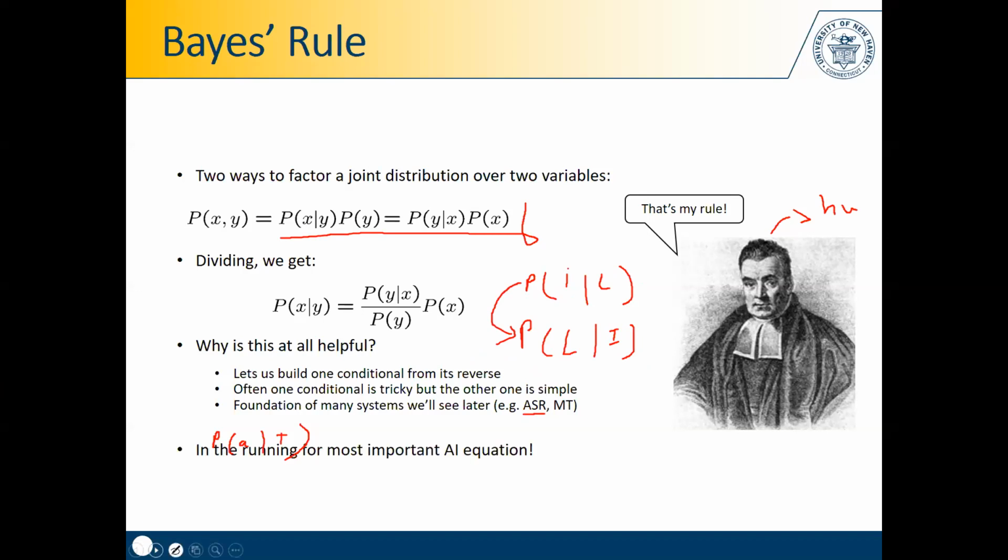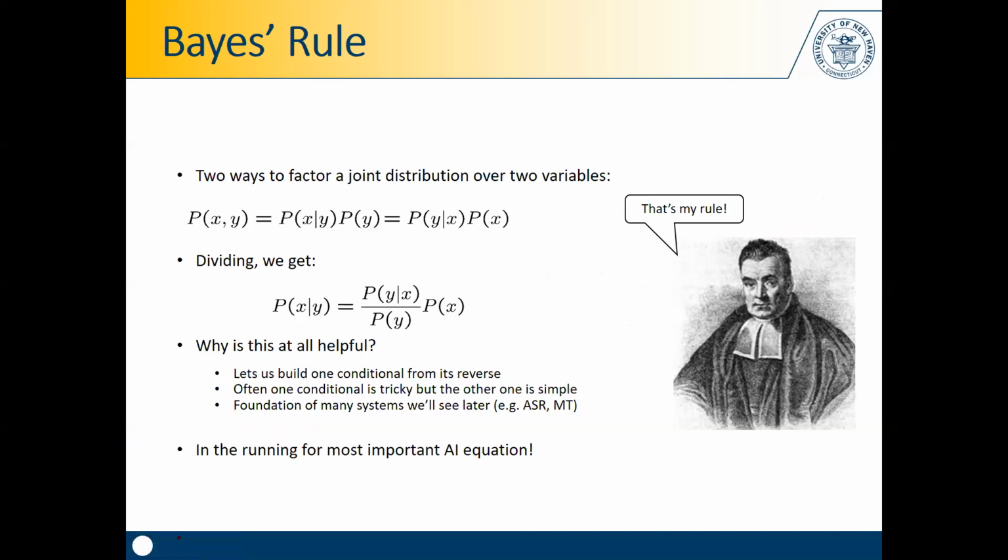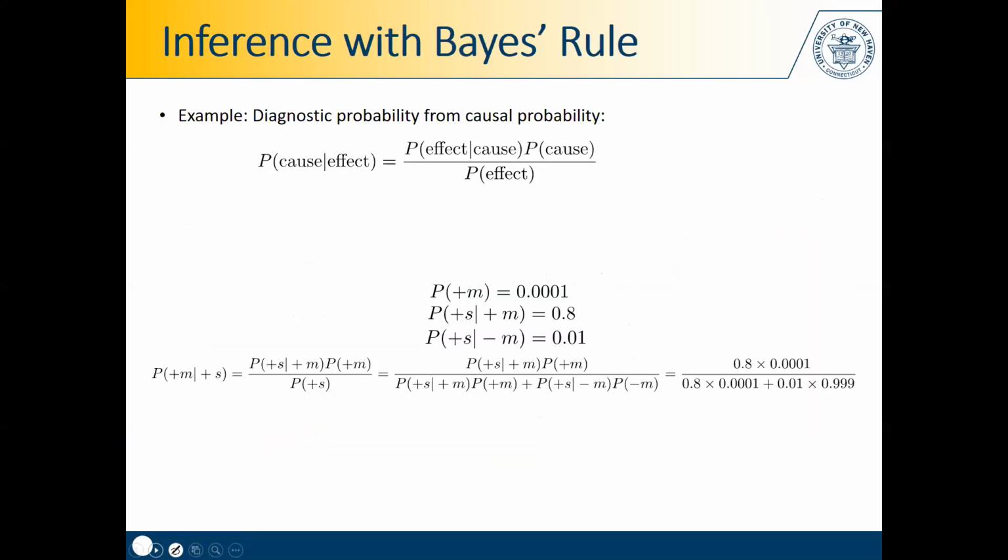So, as I mentioned, this is one of the most important equations in AI. And we are really fortunate because one of the most important equations in AI is this simple. It's very simple. Let's look at an example of inference with Bayes' rule.